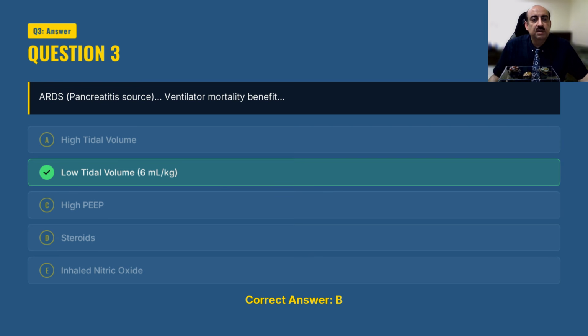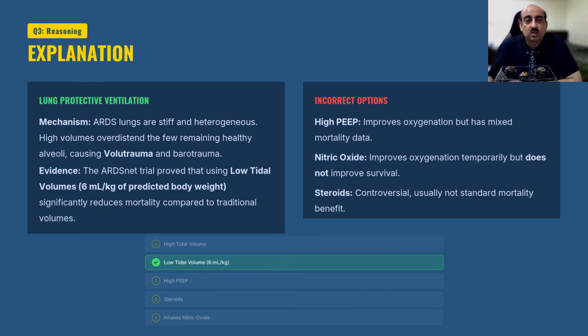Answer to question 3. In a patient with pancreatitis induced ARDS and ventilator mortality benefit, the answer is B, low tidal volume 6 milliliters per kg. So let's look at the clinical reasoning for an explanation for this. Okay, this question is all about the prognostic benefit of ventilatory modalities. In patients with ARDS, the lungs are already quite stiff and heterogeneous, so that leads to increased risk of volutrauma and barotrauma due to high pressures and high volumes which overdistend the few remaining healthy alveoli. So there is a big risk.